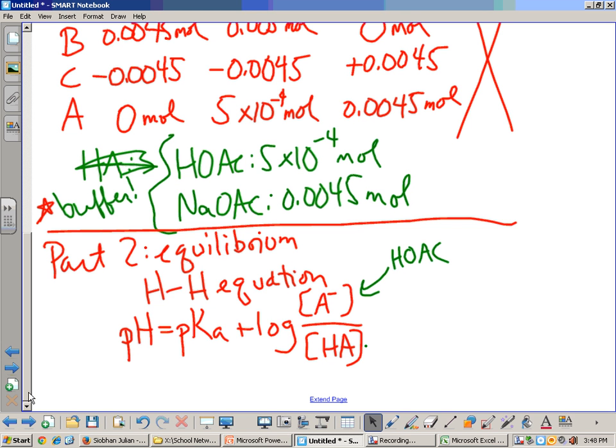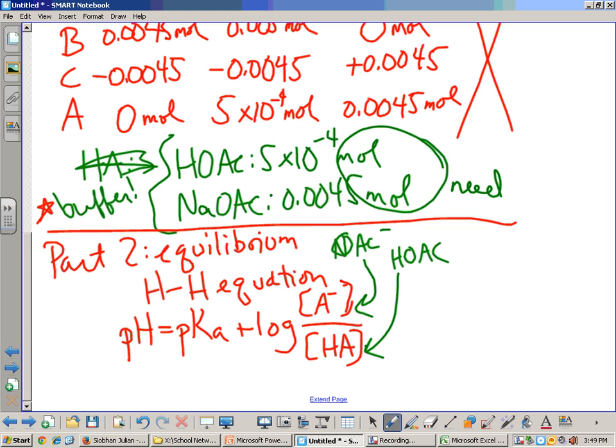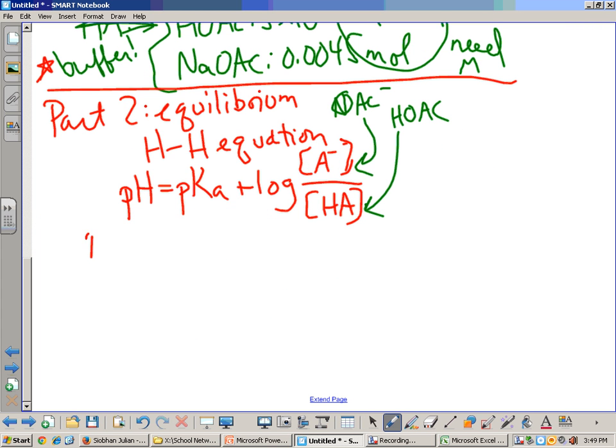It should be very apparent that the A minus is the acetate ion, and HA is our HOAc, our weak acid. I'm sorry, I was pointing to the wrong thing. The acetate ion is the A minus. But the BCA chart gives us moles. We don't need moles, we need molarity. So we need to recalculate molarity first before we start plugging anything into the Henderson-Hasselbalch equation.